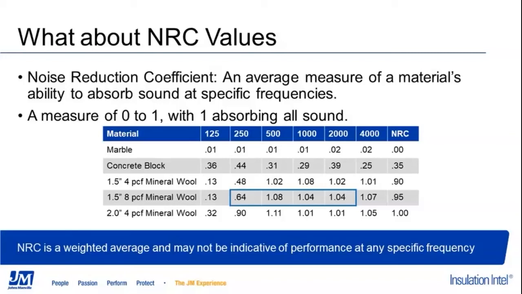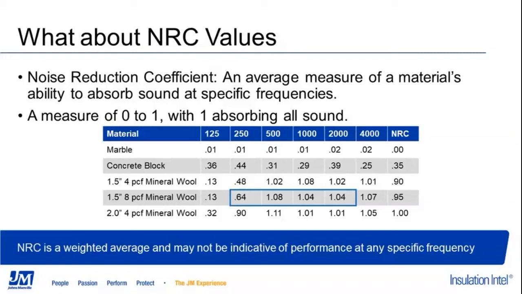Going from materials that have very, very little acoustic performance, like marble or concrete block, to an open cell material like mineral wool insulation, you can see the differences in the amount of performance you might get for different thicknesses or different densities of the product. A critical element to keep in mind is, just because a material has a very good NRC coefficient, it may not necessarily be the best solution for the noise that you are trying to address.